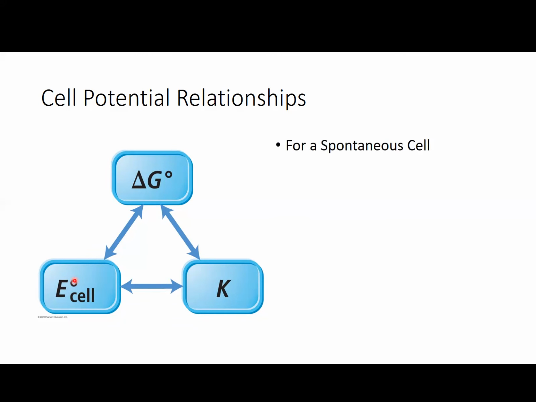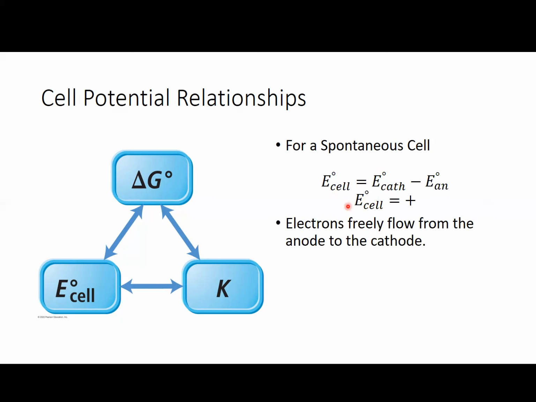So for a spontaneous cell, we say that the cell's potential is equal to the reduction potential at the cathode minus the reduction potential at the anode. So if Ecell is positive, that means that electrons will flow freely from the anode, where oxidation is taking place, to the cathode, where reduction is taking place. So electrons will go from this one to that one.